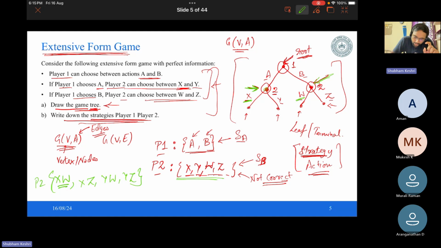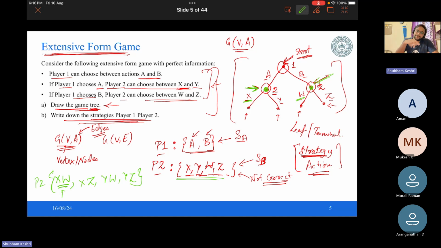So when the game has come to this node, play X, and when the game has come to this node, play W. Or on the other hand, when player 1 plays A, then you play X. When player 1 plays B, then you play W. This is the complete strategy information. So this information you have to provide in order to play the game in all possible cases. So this is how a strategy is defined in an extensive form game.